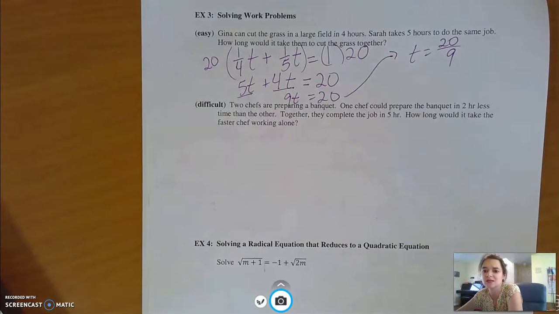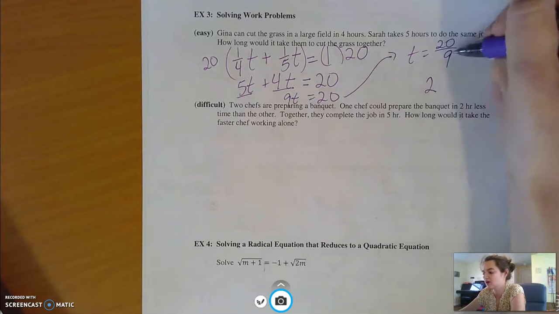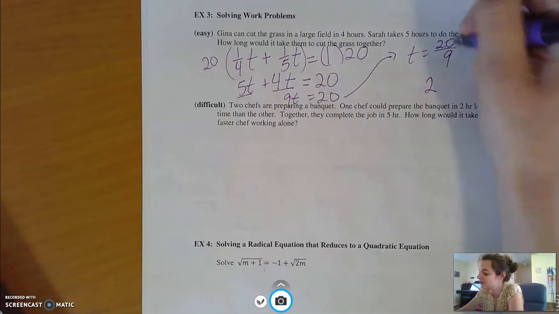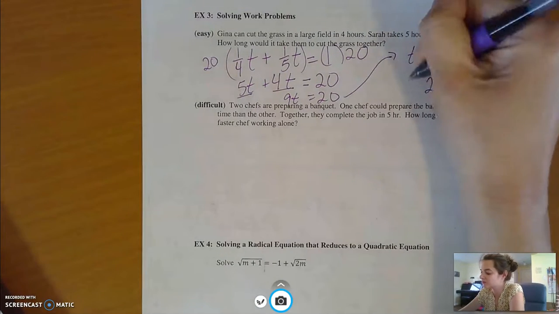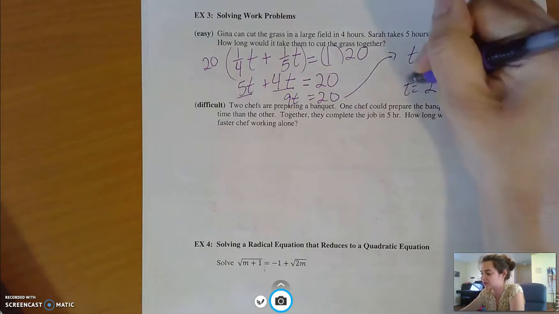And of course, if somebody said, how long is that job going to take? And you say 20/9 of an hour, they would look at you a little silly. So let's at least get it into a mixed number so we can see a little bit more what that is, okay? So 9 goes into 20 2 times. 2 times 9 is 18, so we would also have a remainder of 2. So our answer would be 2 2/9 of an hour, so that would be the exact answer.